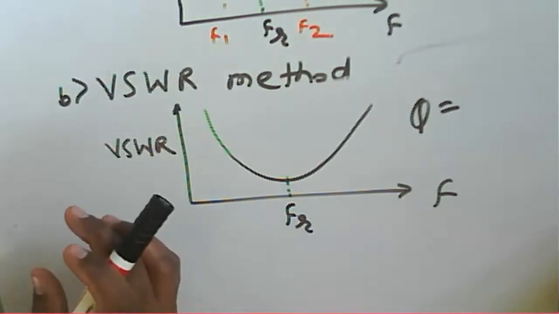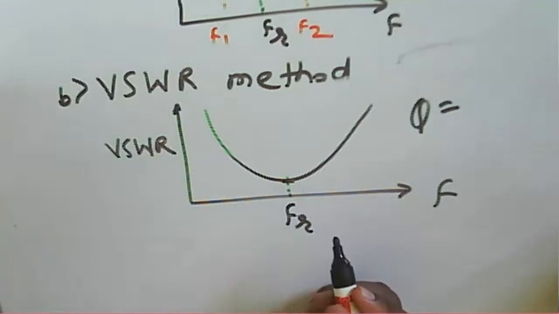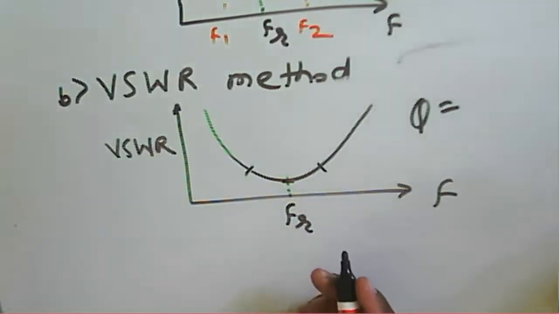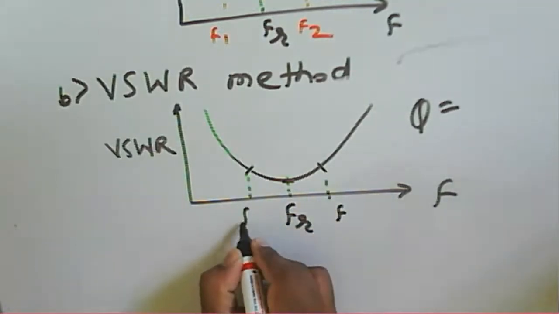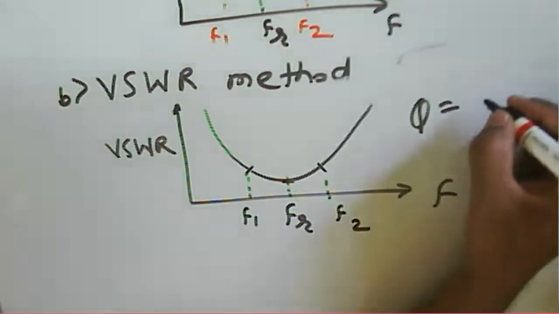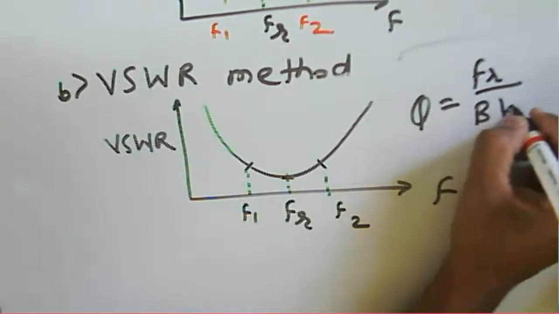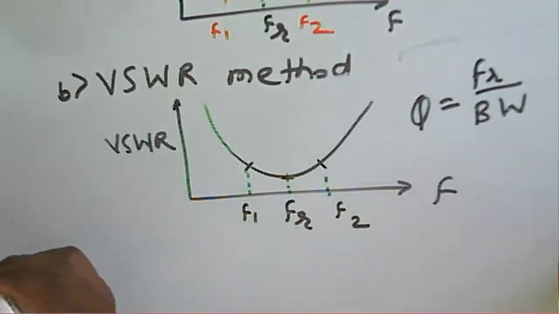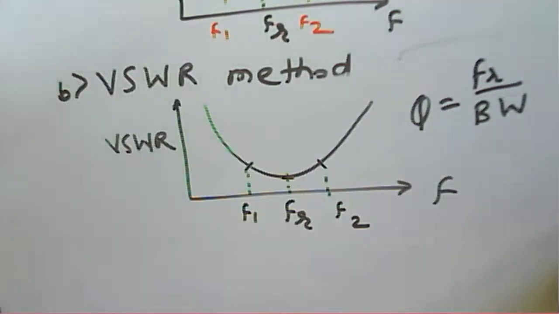Again, we consider that graph, where we are getting the VSWR. Then we find the 3 dB point, or the half power point, so that we get F1 and F2. Again, the same formula we can use to calculate FR divided by the bandwidth. So that is the measurement of the Q of a cavity through the VSWR method.